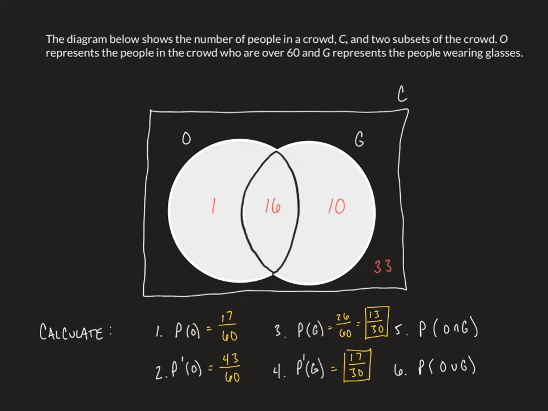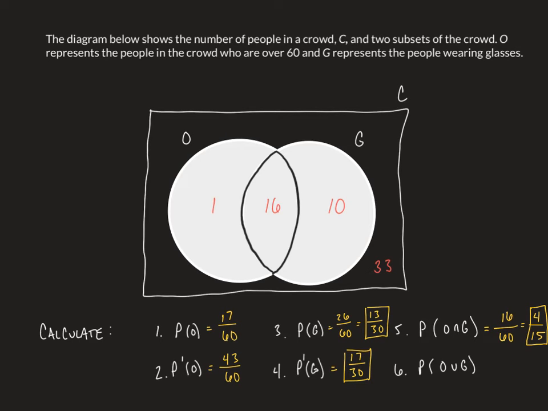If I calculate the intersection, again, we're still talking about out of 60. And out of 60, how many of them are in both the over 60 group and wearing glasses group? And those are these people. So the intersection is always found right there in the middle of these Venn diagrams. So 16 people are both over 60 and wearing glasses. And so that's going to be, if I reduce it, I can divide 16 and 60 each by 4, and that gives me 4/15.